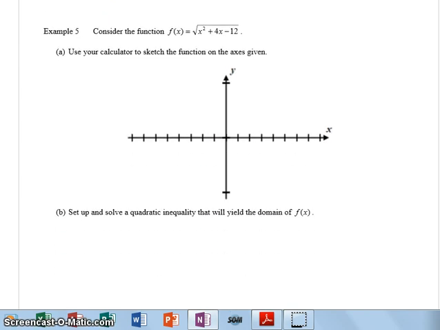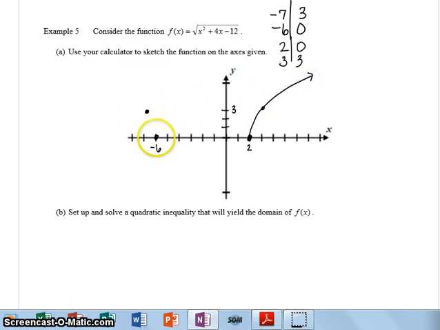Example 5. Use your calculator to sketch the function on the axes given. All right. So this is negative 6, and this is positive 3. And again, guys, the only thing I did, you put this whole thing in your graphing calculator, and then hit Control-T and get your table. So one of the nice points I see is negative 7, 3. Then I also see that negative 6, 0 is a nice one. And then if I continue on to the positives, I see 2, 0. But then I also see 3, 3. And then it just kind of looks something like this. So it's kind of a little different graph there.